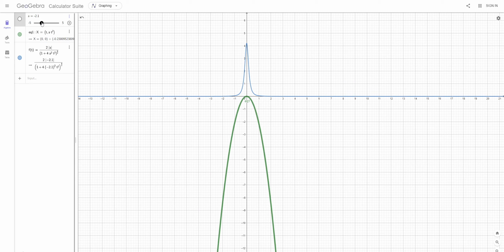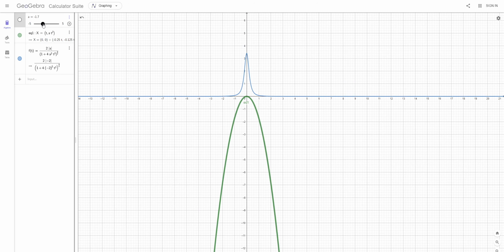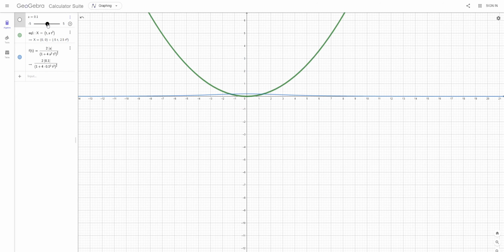Again, as I make it more and more negative, we should get more and more curvature there at the peak, but we still have this property that as t goes to infinity or negative infinity, the curvature goes to 0. What happens if I do a equals 0?